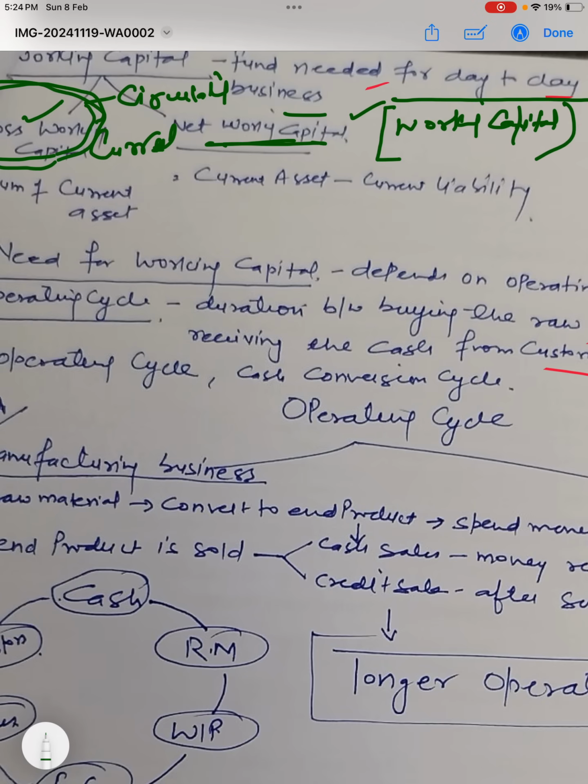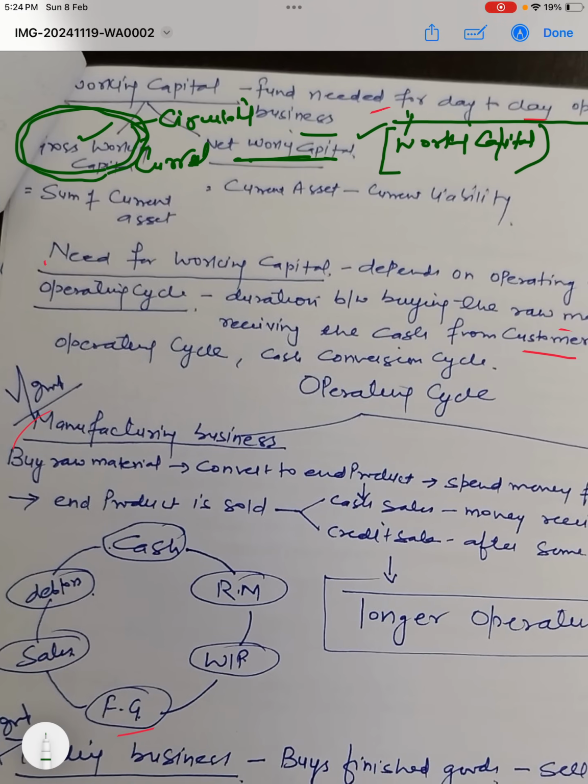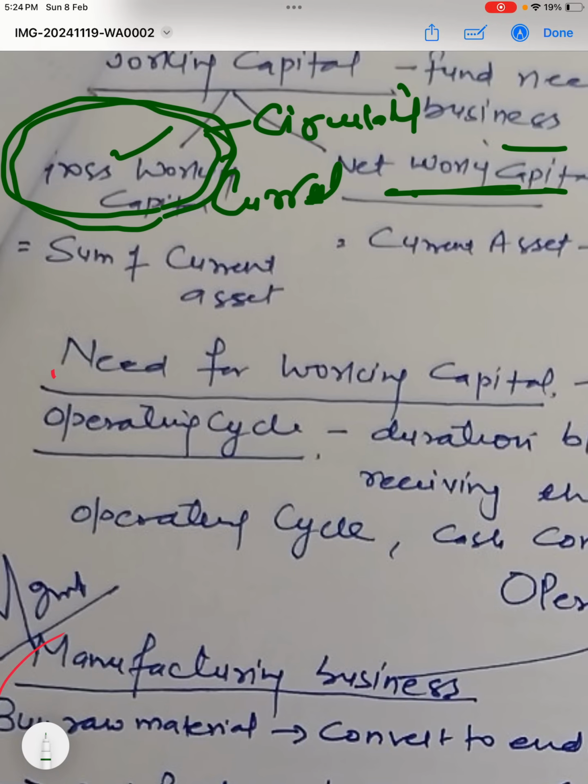Then how will I get to know whether I have to calculate gross working capital or net working capital? If it is written just "calculate working capital", then it is always net working capital. If it is gross, it will be written. If nothing is written in front of working capital, then it is net only. Clear? Now what is gross working capital? The total of current assets is called gross working capital.